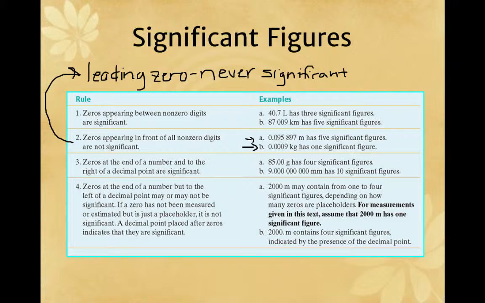Another way you can think of this is if you write number B in scientific notation, you would write this as 9 times 10 to the negative 4th. So you can see here I only have 1 significant figure. I don't have to include all those zeros in my number. So I have 1 significant figure.